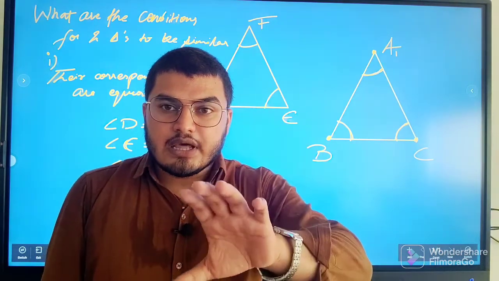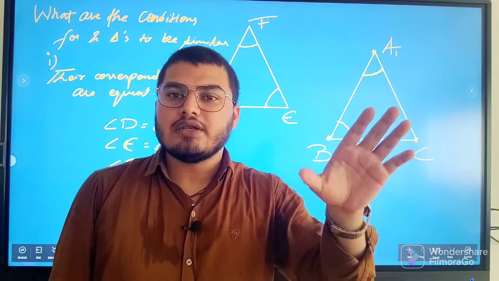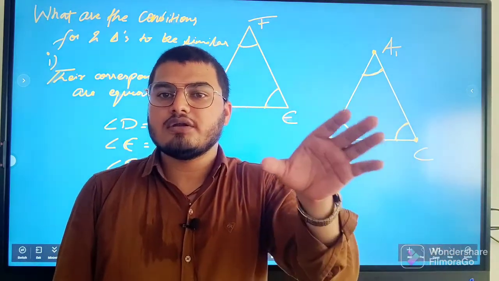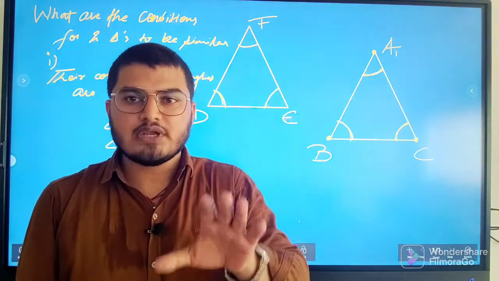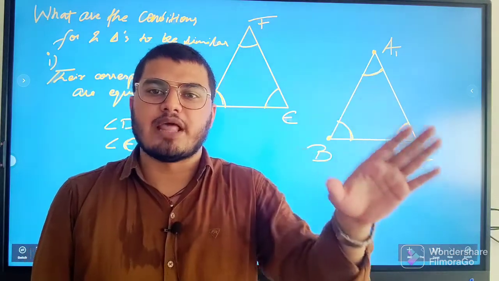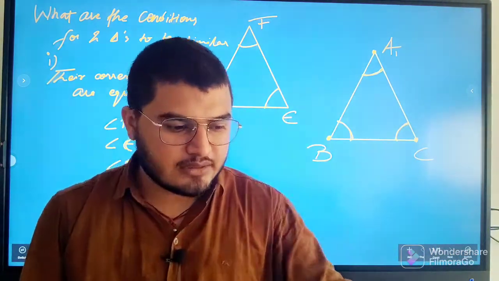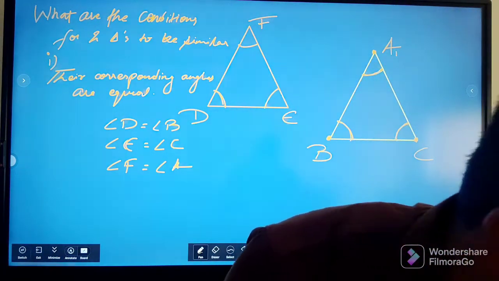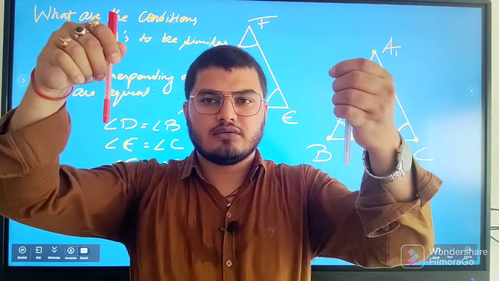Similar means they look similar in shape, but it is not necessary that they are equal in size. Here is the difference between congruency and similarity. Two things can be similar, like this: you can say this pen is similar to this pen.